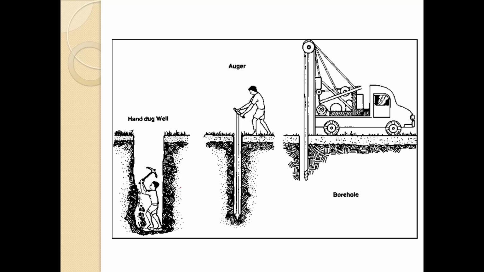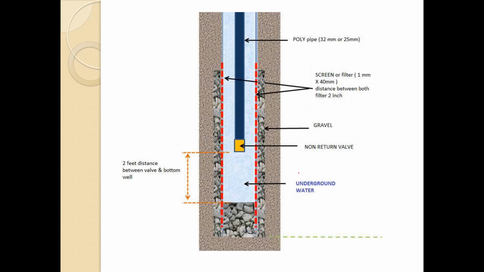So these are the hand dug wells. These are the augers. You might have seen sometimes at the time of this piling method also. So this is the kind of auger, and this is the bore hole. That is, we have bigger machineries, and you can see the drill over here, which will drill this particular bore well. So this is the typical bore well. That is, the pipe has been placed in the bore well. This is the poly pipe. These are the screens to filter the water coming in. This is the gravel, this is the non-rotten wall, and this is the underground water.